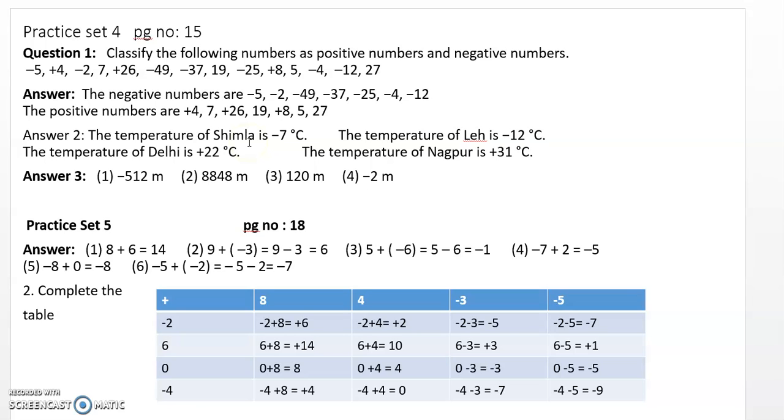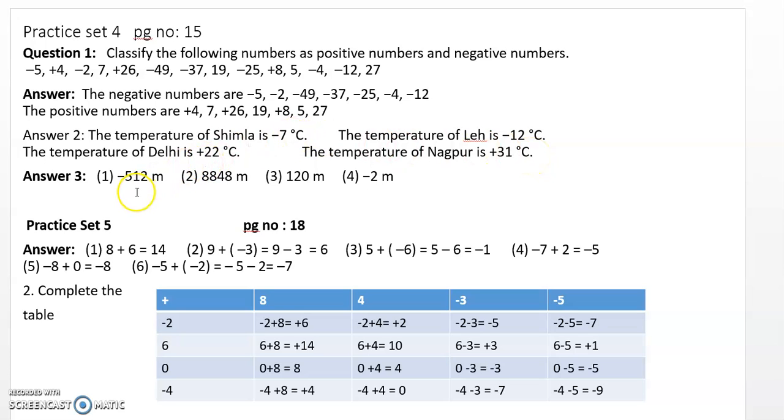Above 0 means to the right of 0. So sorry, it is below 0. So below 0 it will be minus. Then Delhi, it is 22 degrees Celsius above 0. Above, so that means it will be plus. And Nagpur, 31 degrees Celsius above 0, so that means it is plus. So these are the answers.